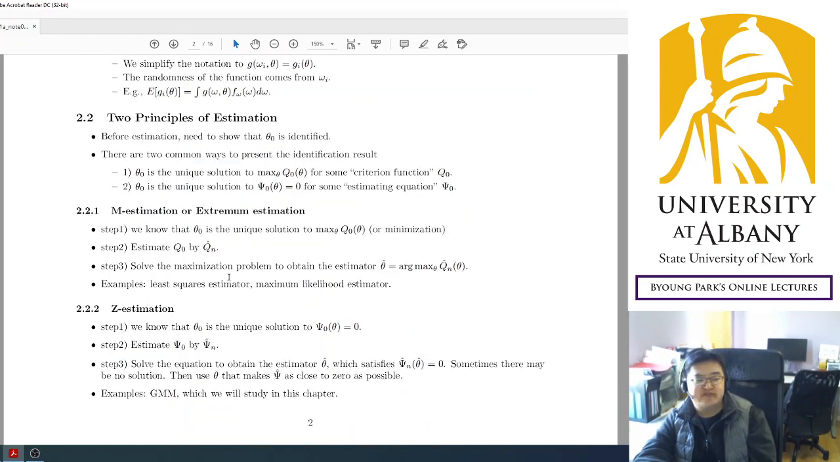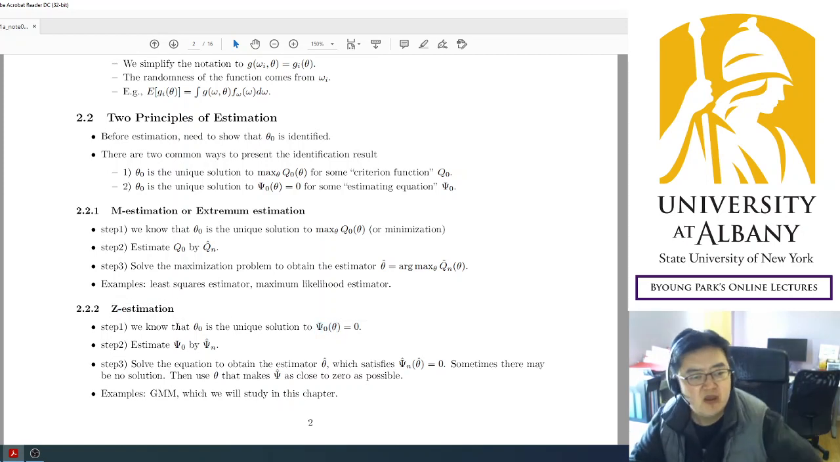And an alternative is Z estimation. I think the name Z is coming from 0. So it makes something equal to 0. I guess, I don't know if that is right, but I understood the name that way. So Z estimation makes the estimating equation equal to 0.